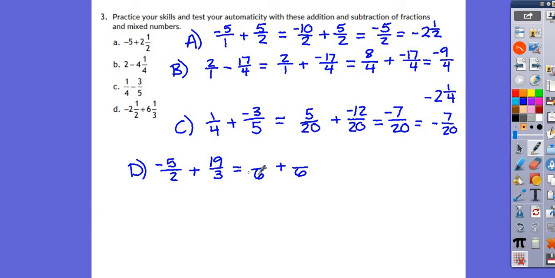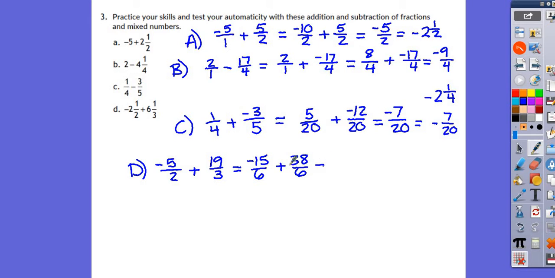So I need 2 to change to a 6, so 2 times 3 gives me 6. So negative 5 times 3 gives me negative 15. 3 times what gives me 6? 2. So 19 times 2 gives me 38.